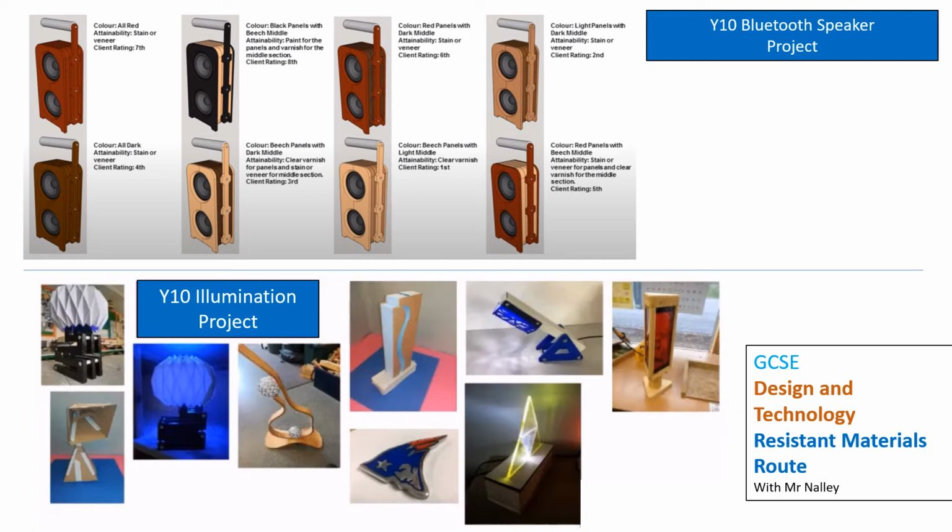Once we've built the Bluetooth speaker and they've finally got all the skills they need, we then move on to a completely unique project called the Illumination project. This project is the preparation for their year 11 final design for their final project. The year 10 Illumination project is a completely unique project where they design and build their own lamp or illumination device based on their own design brief.